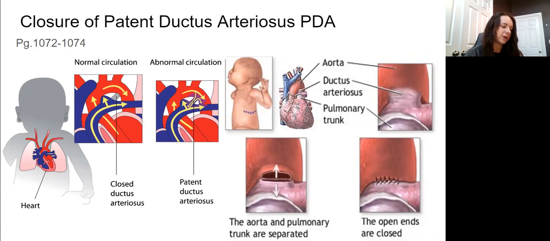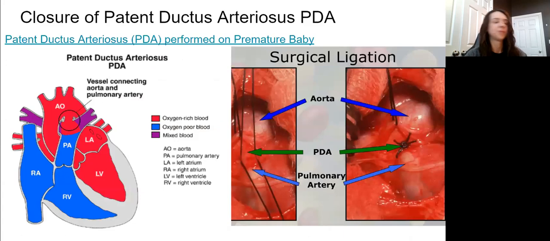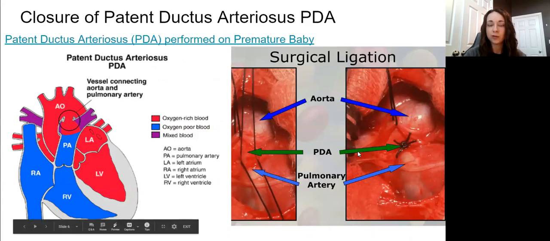Okay, after that part, I'm not going to go through the rest of the surgery. I told you what anatomy they're going to be looking out for. So flip over to page 1074, and I'll actually show you some more pictures. So the picture in your book is pretty good. It shows you how they're going to close this PDA. But I wanted to show you, so what I pictured was your surgical ligation.